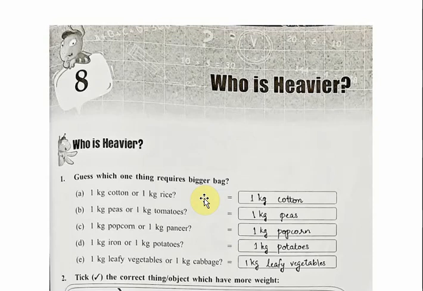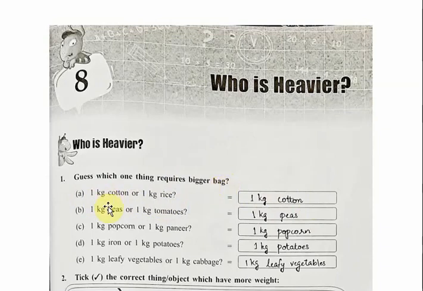So cotton requires a big bag or a big sack for packing, while 1 kilogram rice can be packed in a small polythene bag or small bag. Okay, so cotton is lighter than rice, even though the quantity is same, that is 1 kilogram, both are 1 kilogram, but the weight of the cotton is lighter than that of the rice. So we need a bigger bag for 1 kilogram cotton. So write the answer here. 1 kilogram cotton requires a bigger bag.